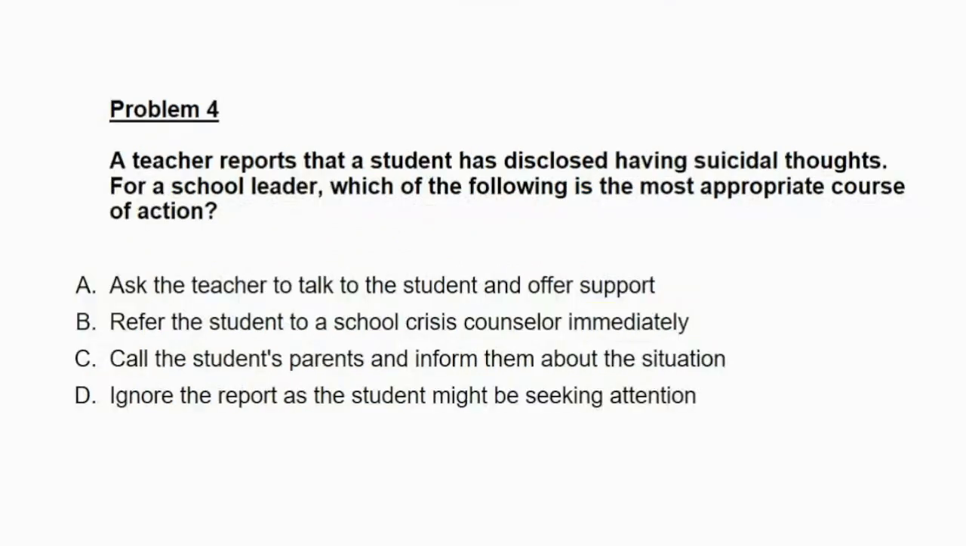Problem number 4 reads, a teacher reports that a student has disclosed having suicidal thoughts. For a school leader, which of the following is the most appropriate course of action? A, ask the teacher to talk to the student and offer support. B, refer the student to a school crisis counselor immediately. C, call the student's parents and inform them about the situation. D, ignore the report as the student might be seeking attention.